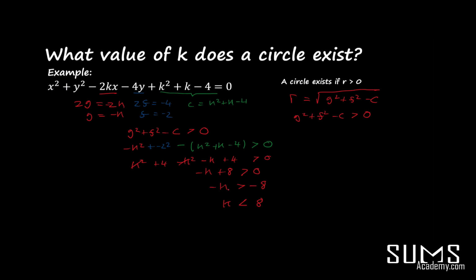When you divide by a negative, the inequality sign changes. So for a circle to exist, the value of k that you substitute in here has to be less than 8. That's the rule. If it's bigger than 8, then the radius will be smaller than 0 and it won't exist. So there you are.